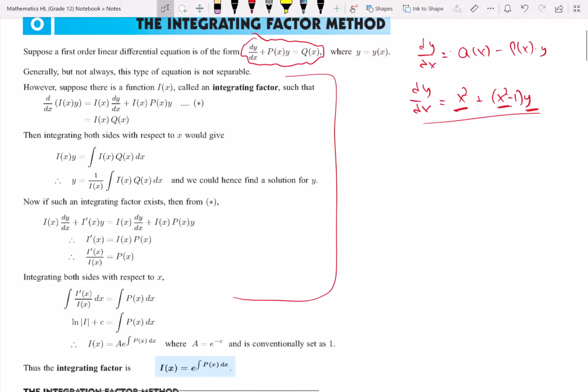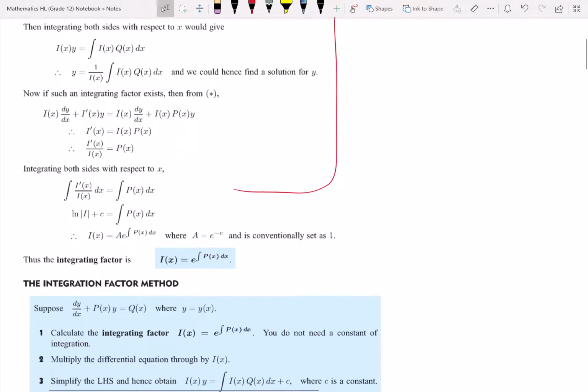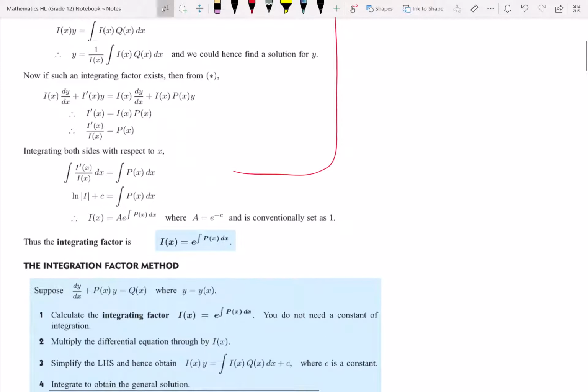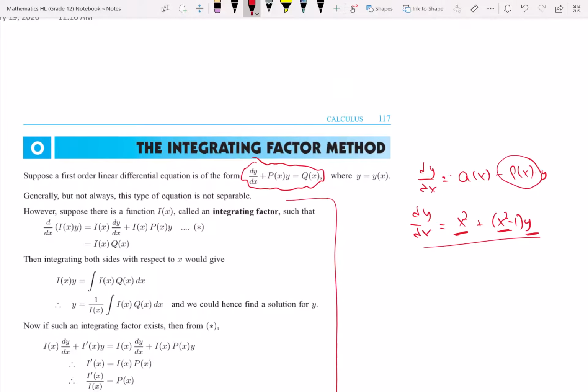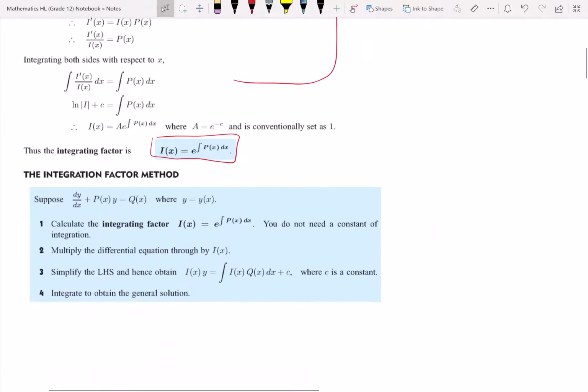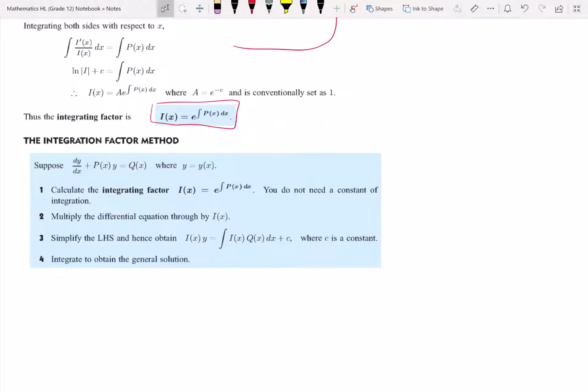The book will kind of go through the proof with you. I'm not going to do that because it's not really necessary to know the whole proof. What we need to know is that we have this thing called the integrating factor, which is e to the integral of p of x dx, where remember p of x is this thing that's next to the y value, right? And here are some steps we can follow. First thing we need to do is calculate the integrating factor. So recognize and calculate it. You don't need the constant of integration. And then multiply it.